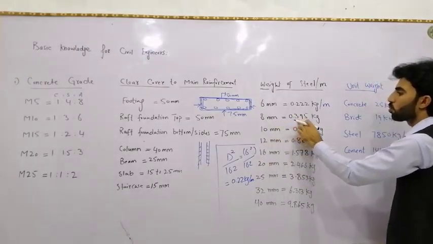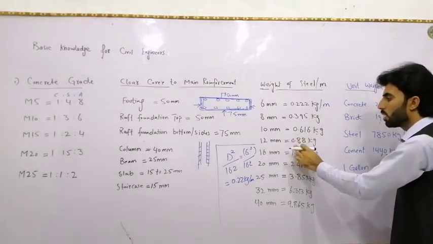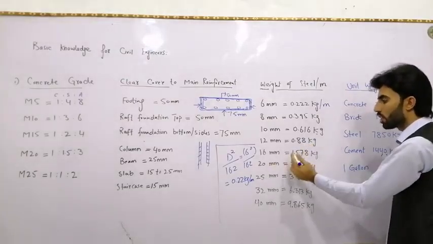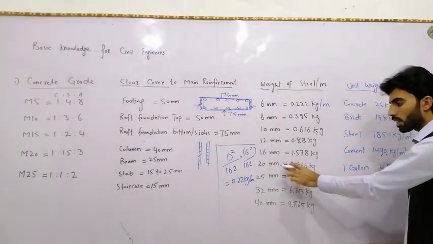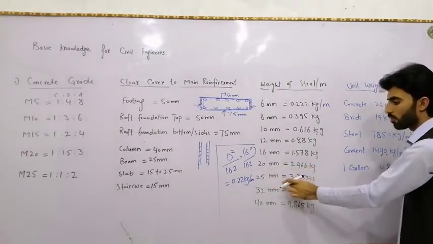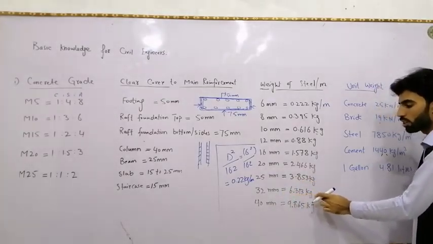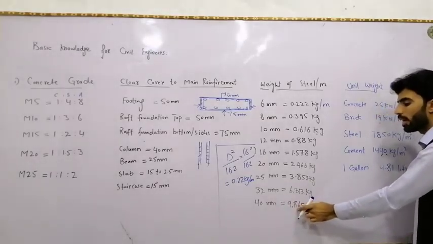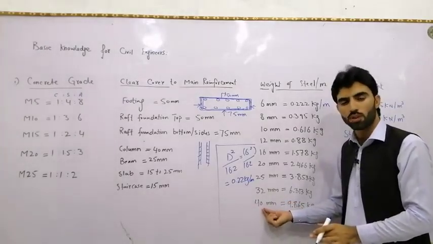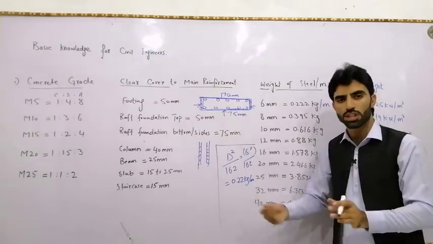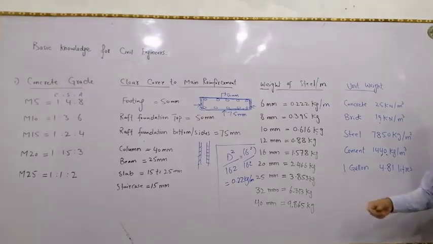For 8 millimeter it is 0.395 kg per meter, for 10 mm 0.616 kg, for 12 mm 0.88 kg per meter, for 16 mm 1.578 kg per meter, for 20 millimeter diameter of steel 2.466 kg, for 25 3.853 kg, for 32 6.313 kg, and for 40 millimeter 9.865. If you have a diameter of steel more than 40, you can use the same formula, which will give you the weight of steel in kg per meter.